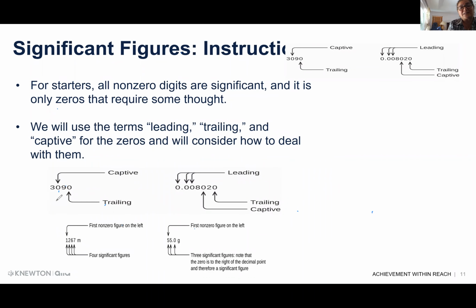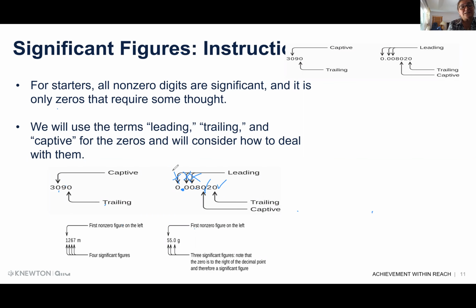Now, if I have a decimal place, which is right here, the decimal place is visible, the trailing zero is going to be significant. So this is significant. The captive zero is always significant. Leading zeros are never significant. So these are not significant. The zeros before the first non-zero digit are not significant. So not significant, not significant. This is significant, that's significant, because I can see the decimal place.